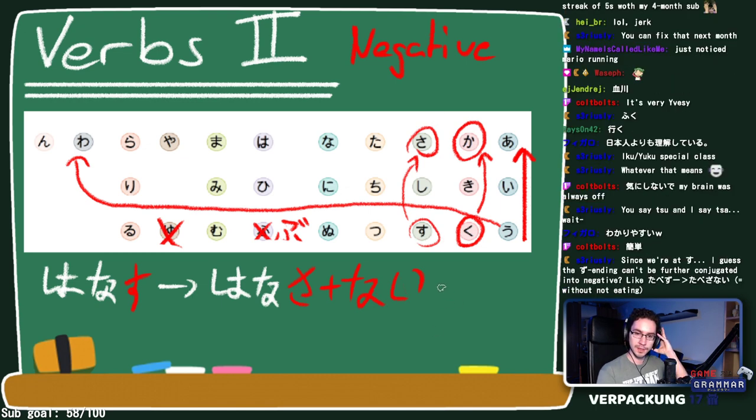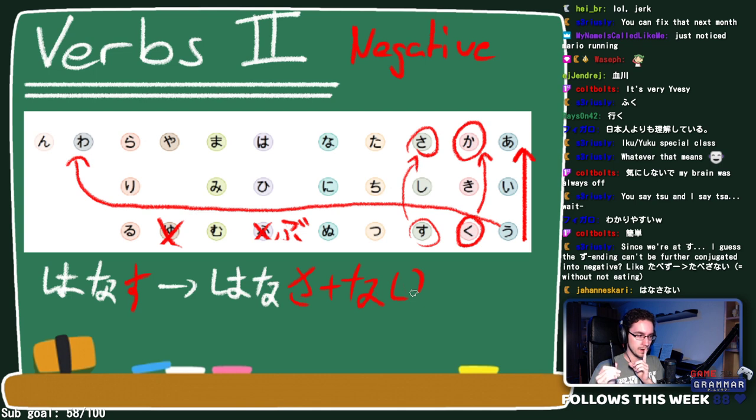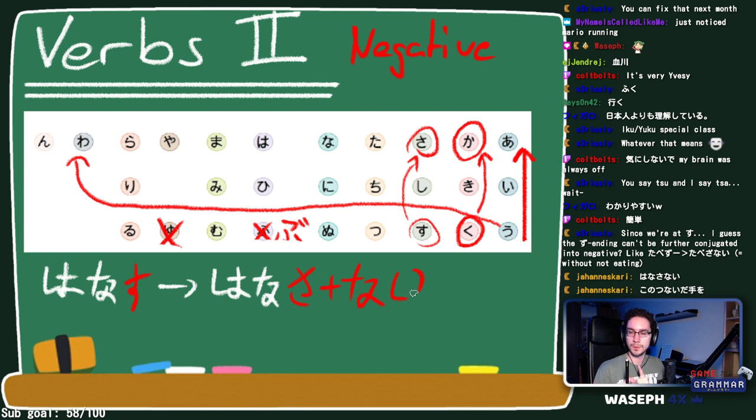Since we're at su, I guess zu ending can't be further conjugated into negative, like tabezu, tabezan. Yeah, so zu ending is basically the same as, it's the renyoke of nai, kind of, or no, not really, it's a negative renyoke, so it's a different conjugation. So we're in a different area there, and these conjugations don't apply in the same way. The tabe part of tabezu is actually the negative stem, so it's not the same. That's kind of the issue there. And there are no modern Japanese verbs really truly ending in zu itself. That's why we don't do that.